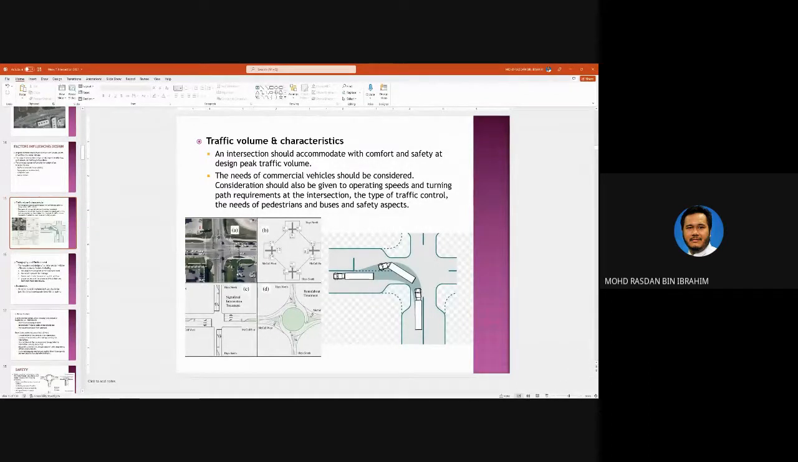Okay. So consideration should also be given to operating speeds and turning path requirements. Turning path and turning radius are different things. Turning radius is just the radius, but the path involves the overhanging area. Even though the radius is, let's say, 10 meters, the path that the vehicle is going to sweep is going to be a little bit larger than that. So you need to clear all of that area within the turning path. Okay. Type of traffic control and the need for pedestrians. Again, the need for pedestrians, buses and safety.